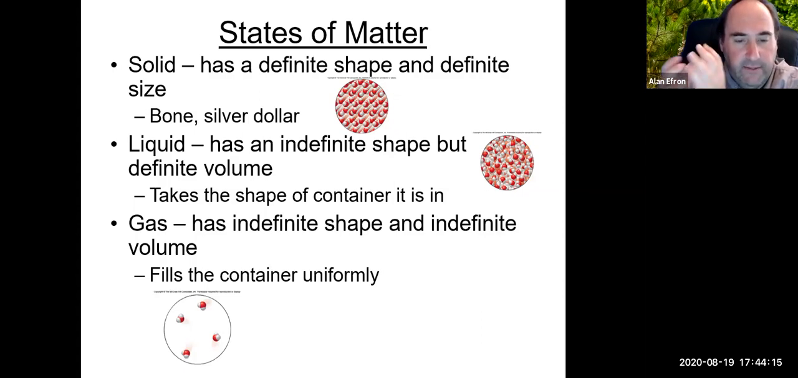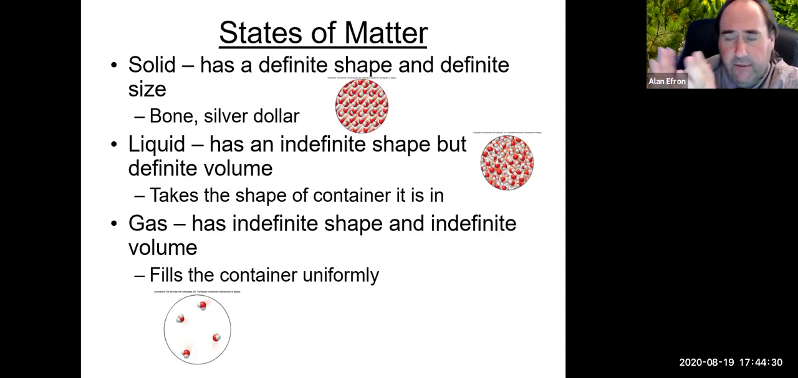So these are the three states of matter. Let's talk a little bit about each of them. Solid is typically very rigid. It has a definite shape and a definite size.